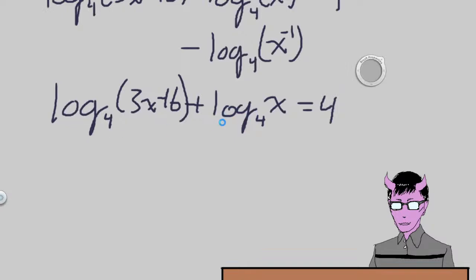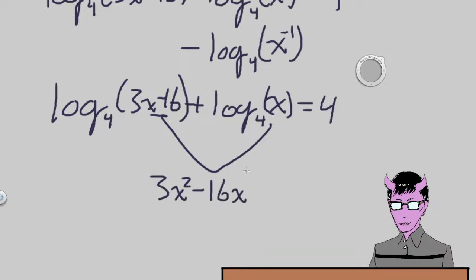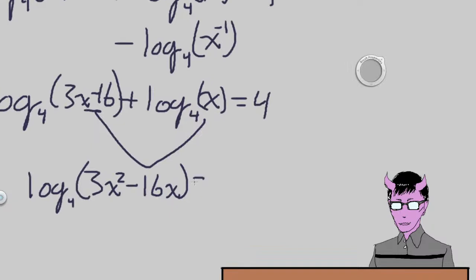So we have log base 4, we have log base 4. This is now changed into a positive, so we can just simply multiply the two arguments together. So this argument times that argument, which should get us 3x squared minus 16x inside the argument, log base 4 is equal to what? Right hand side is still unchanged 4.